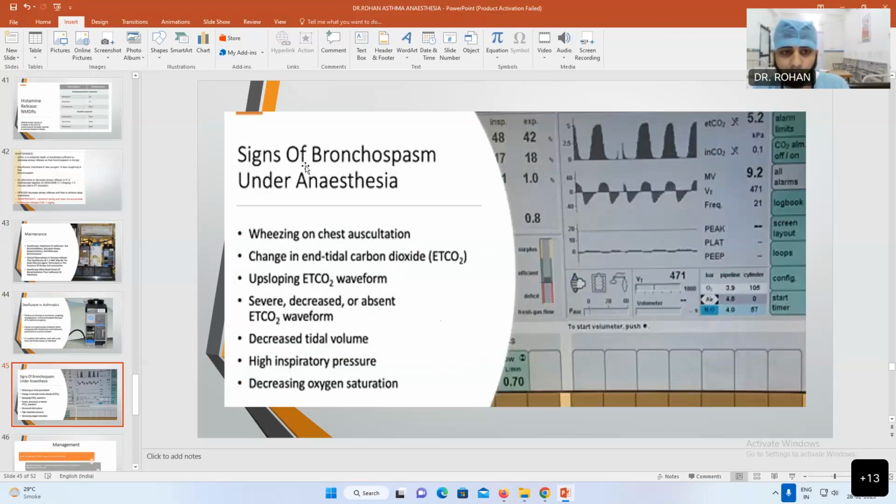While you are maintaining the patient, the signs of bronchospasm under anesthesia are as follows. On the monitor we can see the upsloping of EtCO2, the sharp thinning of the EtCO2 waveform, and on auscultation we can hear a wheeze. Based on the severity, the EtCO2 waveform is decreased, and if the bronchoconstriction is severe, tidal volume can be reduced and high inspiratory pressure might be indicated. The oxygen saturation will also decrease.